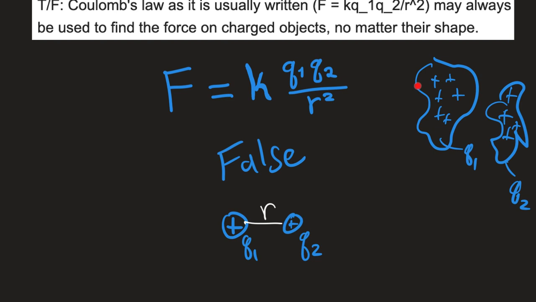But you couldn't do it over here. And one easy way to see that is, what is R, right? R from here to there is different from R from here to down there. So there isn't a well-defined single R, so you can't just simply use this equation.